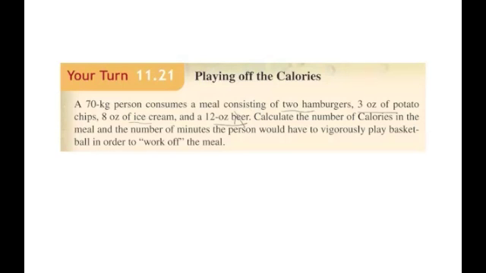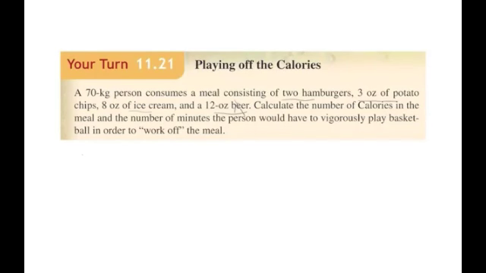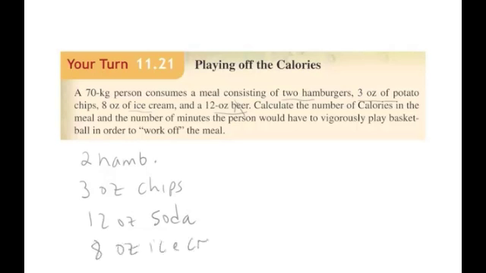Okay, so let's try that. 2 hamburgers, 3 ounces of chips. This is just addition, basically. 12 ounces of soda, non-diet. 8 ounces of ice cream. Alrighty.